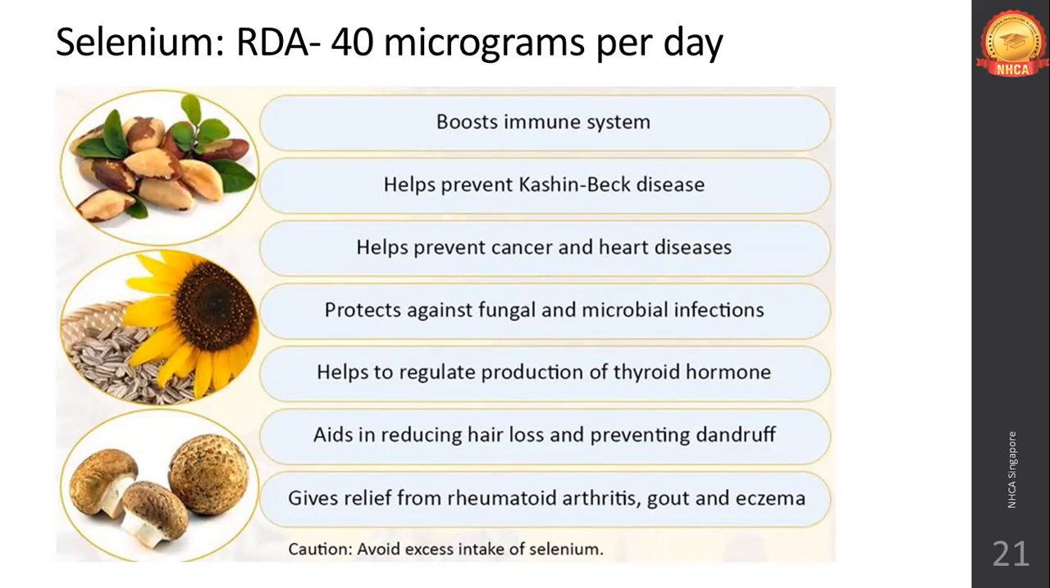Protects against fungal and microbial infections, helps to regulate the production of thyroid hormone, so hormonal balance, aids in reducing hair loss and preventing dandruff. It gives relief from rheumatoid arthritis, gout, and eczema. How does it help in thyroid hormone? It makes sure that the metabolism of thyroid hormones takes place correctly. So those are the important functions of selenium.